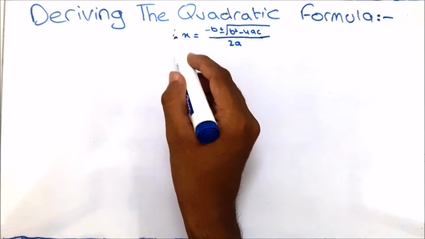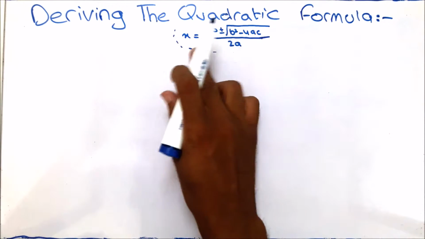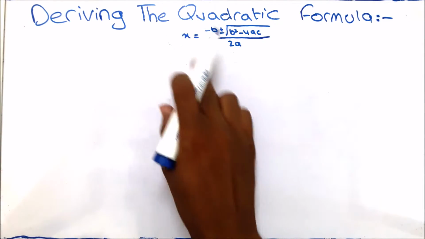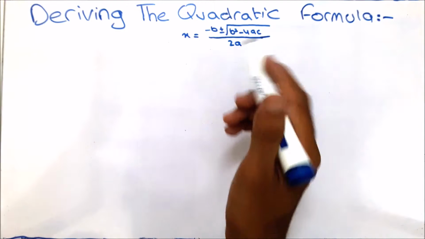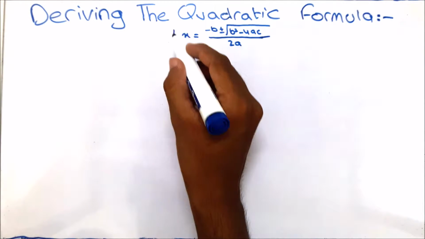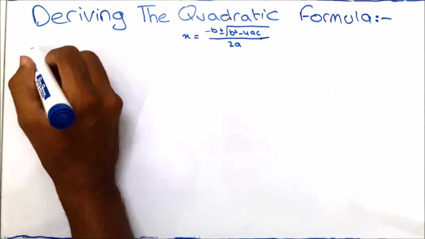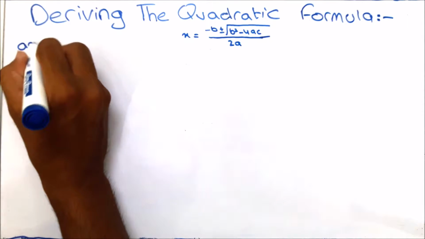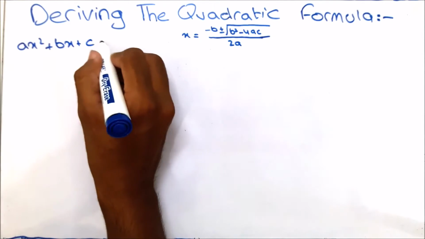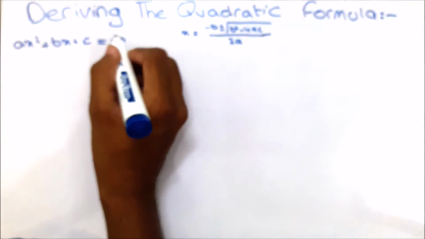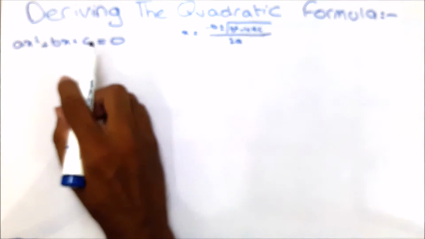Okay, so how did this formula come about? How did we get to this formula giving us answers just by putting in the values? We are going to do that in this video. Okay, so we got this quadratic formula by simply solving the standard form of the quadratic equation, which is ax squared plus bx plus c equals 0. We get this formula by solving this standard form using the completing the square method.